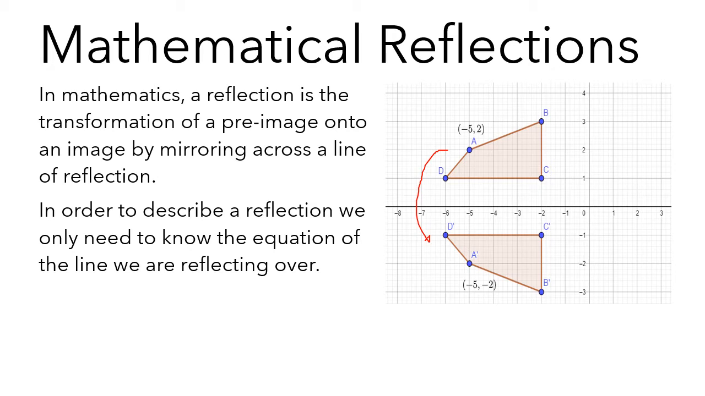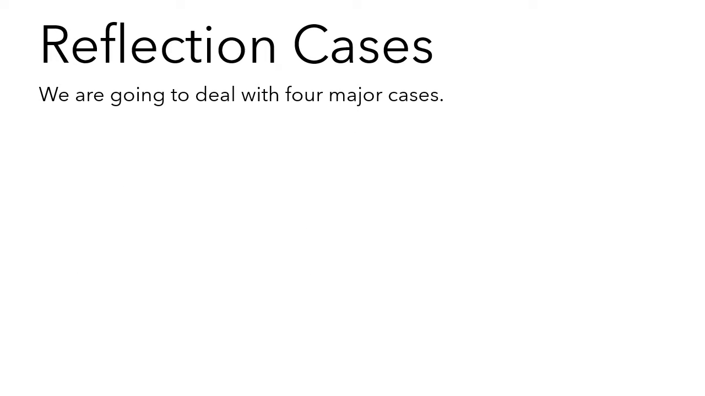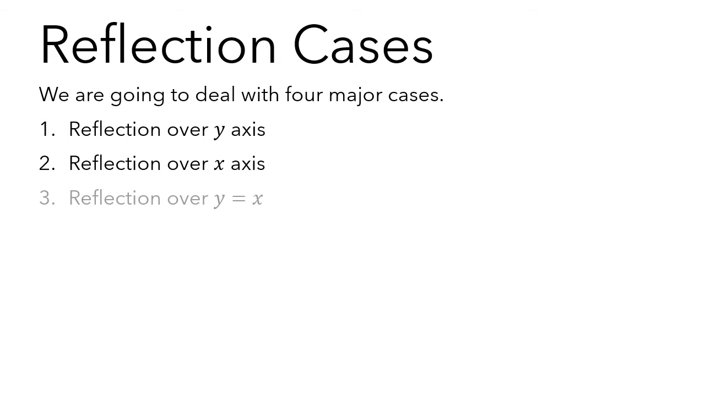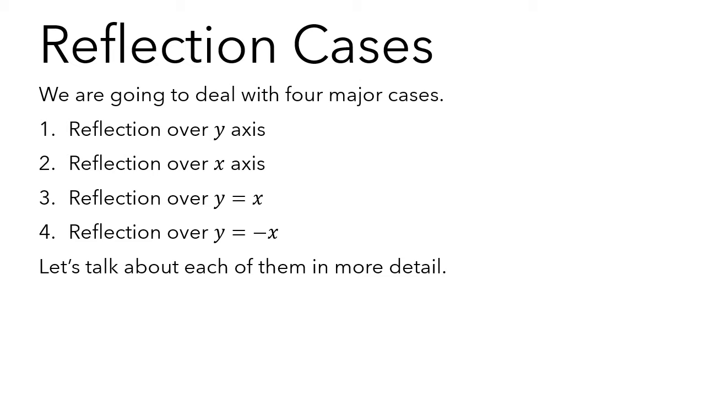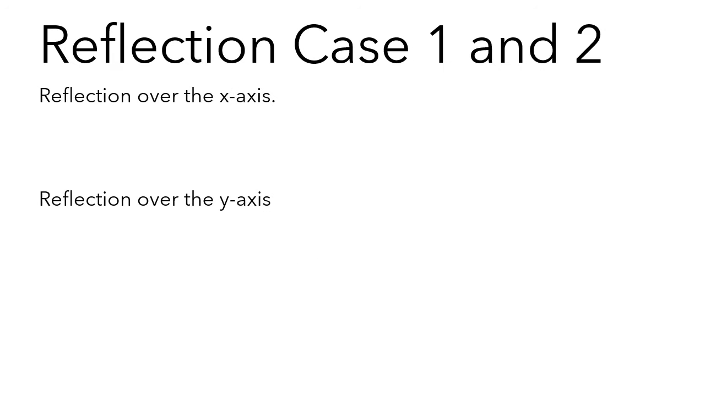So in order to describe a reflection, we need only to know the equation of the line that we're reflecting over. So we're going to deal with four major cases: reflection over the y-axis, reflection over the x-axis, reflection over the line y equals x, reflection over the line y equals negative x, and we're going to talk about each of these in detail.